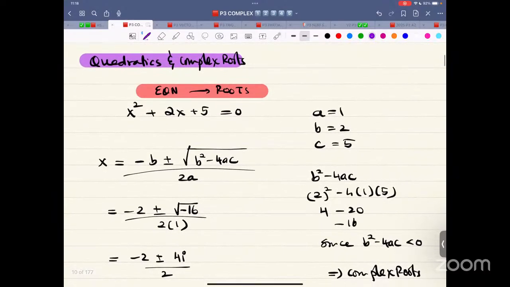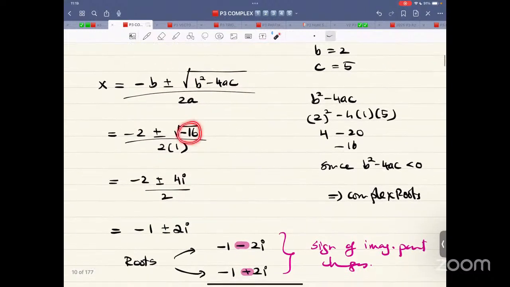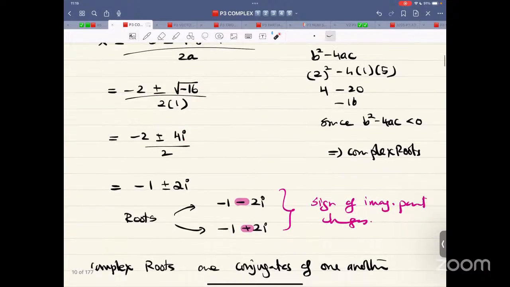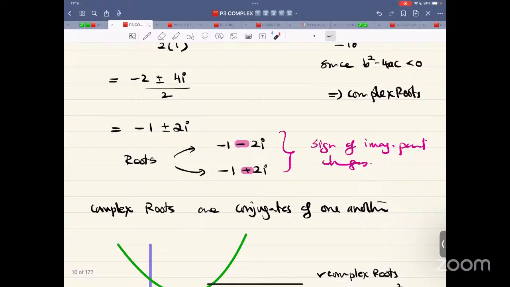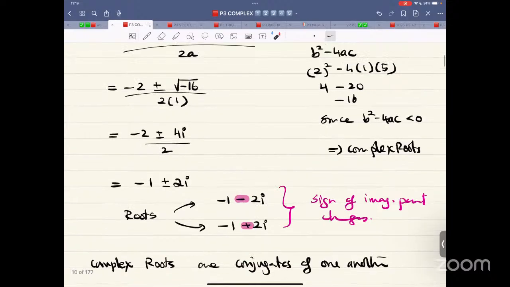Then we talk about the concept of quadratics and complex roots. So now we have an equation, and b squared minus 4ac is coming out to be negative. That means the roots are imaginary. The roots are complex. So the square root of negative 16 is 4i, plus minus is already written over there. So we simplify, we get these two. Since the sign of the imaginary part changes, they are conjugates of one another.